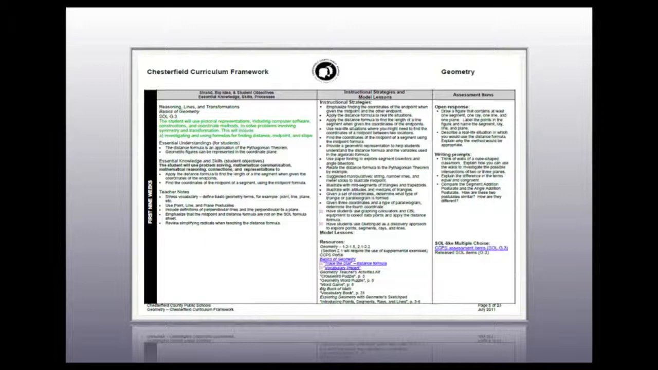Speaking of G3, this standard has become a bit of a catch-all. It includes finding and using distance, midpoint, and slope, including the product of the slopes of perpendicular lines. And it includes a figure's respective symmetry to a line or a point, and all transformations.